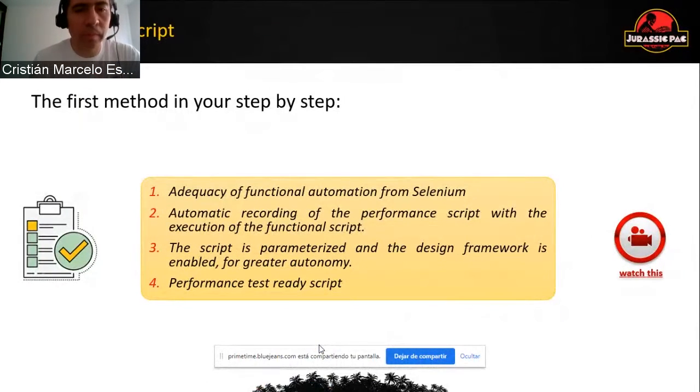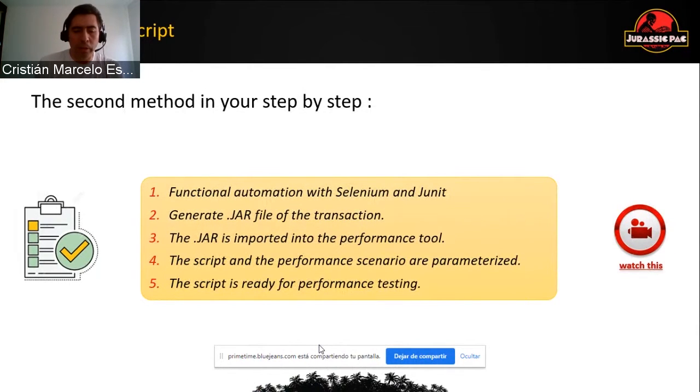Okay. This is the first method. Now, the second method facilitates reuse and increases the independence of the transactions involved in the end-to-end transaction. In this case, the performance tool used is JMeter.